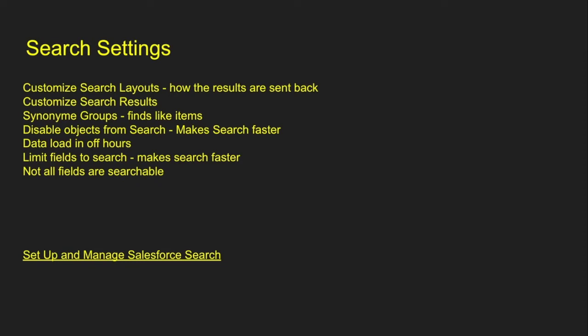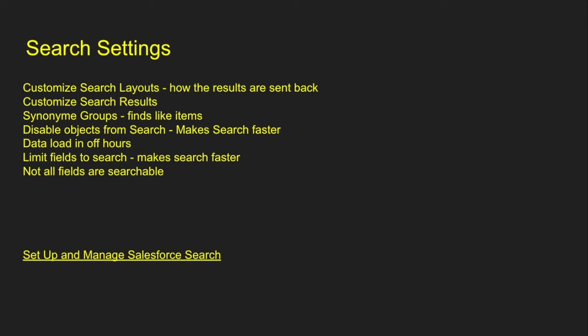A little side note, whenever you're data loading, try to do that during off hours. It's just better to load your data when people aren't in the system. That way it doesn't bog down the system when people are trying to actually work in it, if you can. Also, limit the number of fields you want to search. It does make your search faster. If you have a lot of fields you have to search through, it just can take longer to process that data to return the results. And just remember, not all fields are searchable. Things like formula fields you can't search on. It's not going to return a value. So if you're trying to build a unique key using formula fields and you want to search on that unique key, it's not going to be searchable.